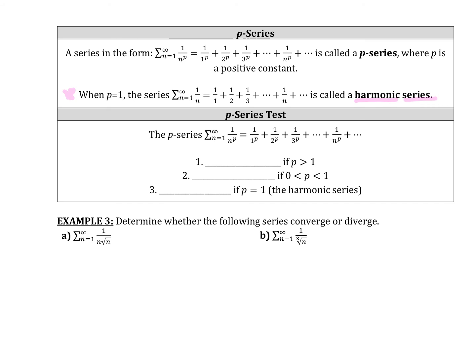Now, there is a p-series test. And the p-series test has 3 parts to it. If we have a series in the form of a p-series, what we say is that it will converge if p is greater than 1. If p is greater than 0 but less than 1, it diverges. And if p equals 1, it also diverges. Yes, I could have combined these two. But if p equals 1, or is the harmonic series, then it diverges.